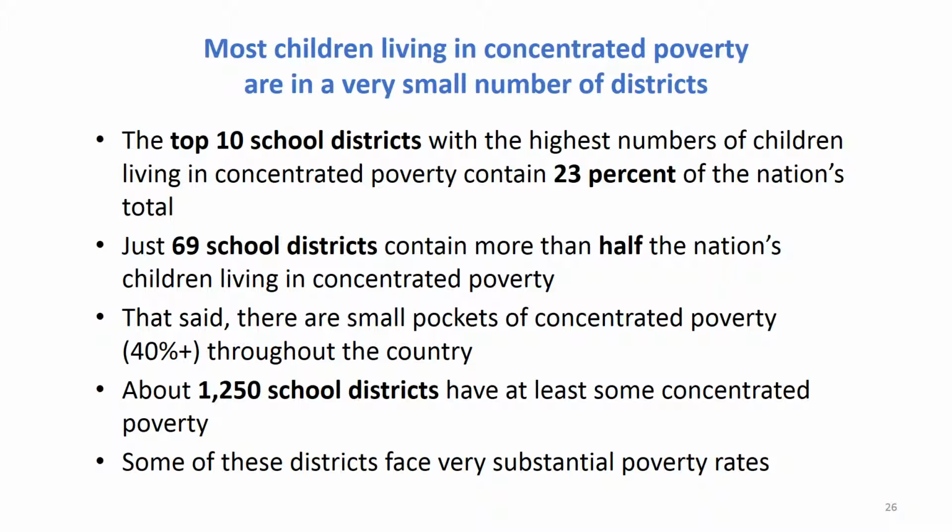That being said, as we saw in our maps earlier, there are small pockets of concentrated poverty throughout the country, and in fact about 1,250 school districts that have at least some concentrated poverty. And some of these districts face really substantial poverty rates.